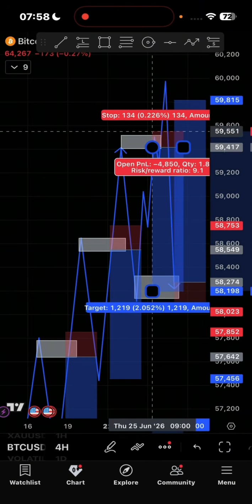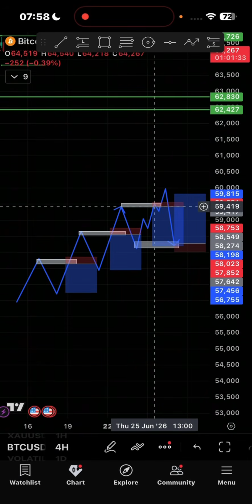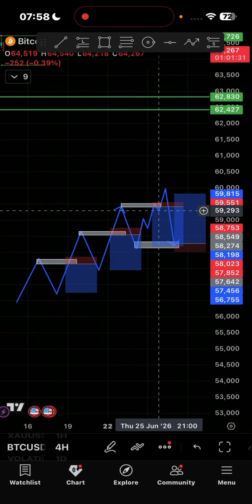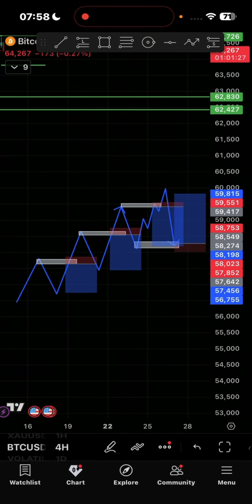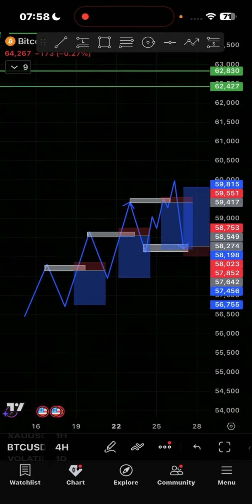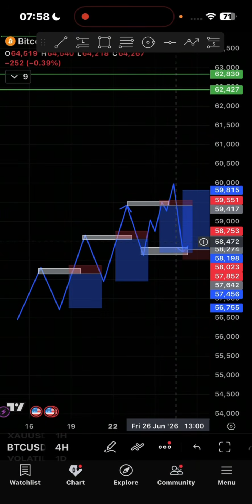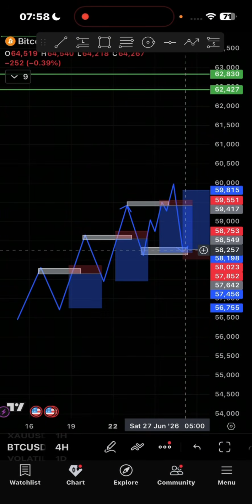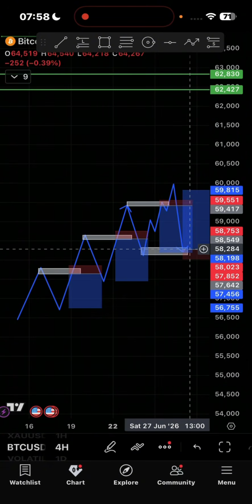I'm sure you have seen this so many times, where you enter your trade, it goes into small profit, maybe 1 to 1 risk to reward, and then boom, the stop loss gets hit. That's because you are not trading the right way. You are supposed to enter at a structural demand or supply area.